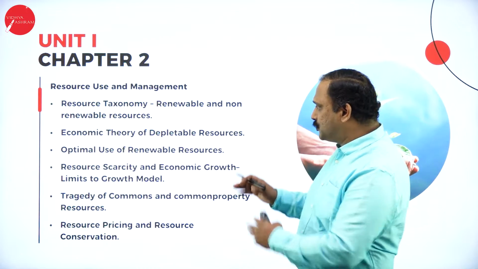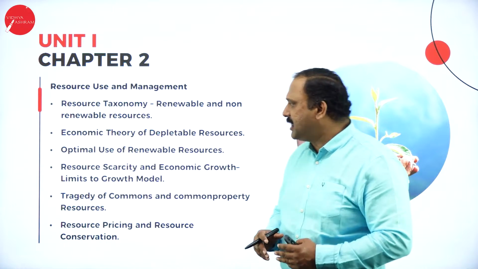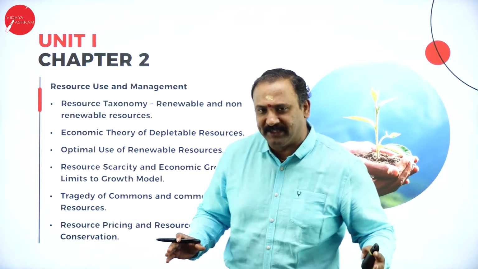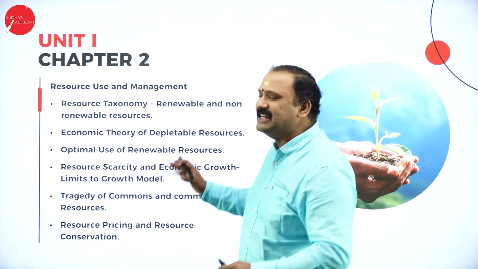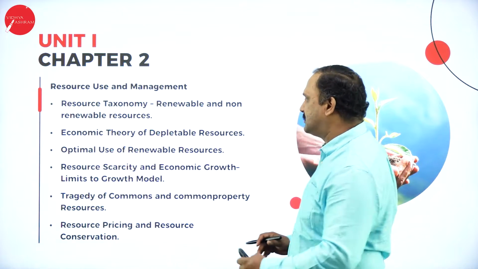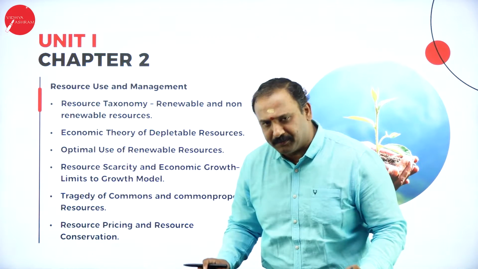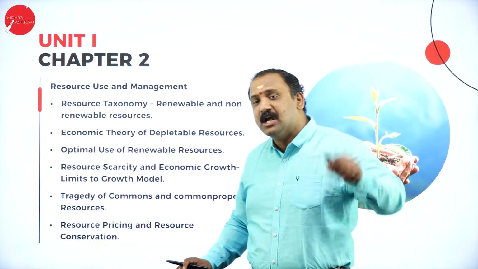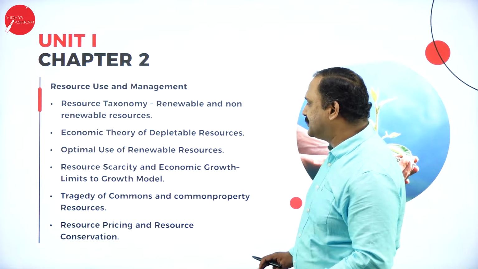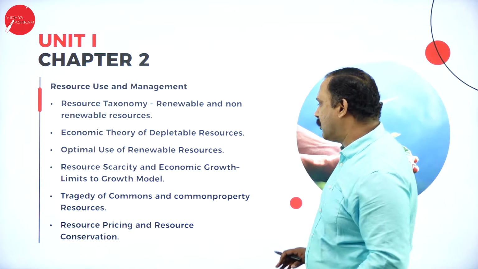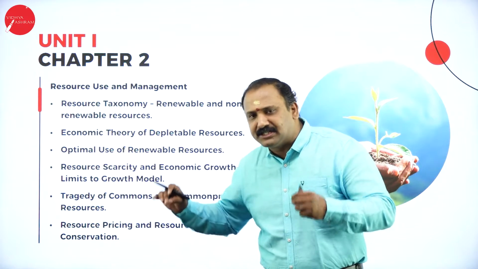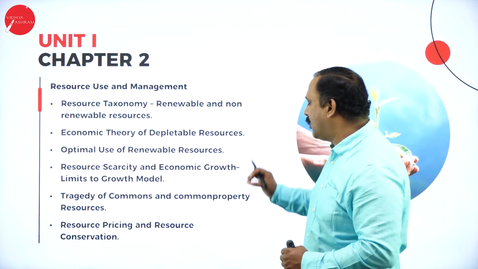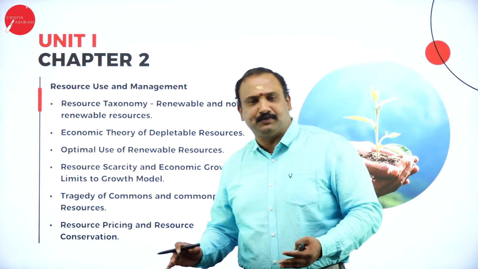Followed by Chapter 2, we're going to talk about the resource use and management, starting with the resource taxonomy. And when I use that word taxonomy, it's got nothing to do with tax or income or something like that. It's just the naming philosophy or psychology that has been used here. So we will have the renewable, non-renewable energy coming into picture, economic theory of depletable resources, optimal use of the renewable resources, resource scarcity, which has been spoken about, economic growth, limits of the growth model, which is very, very essential that we are talking, tragedy of the common property resources, the resource pricing and other strategies.